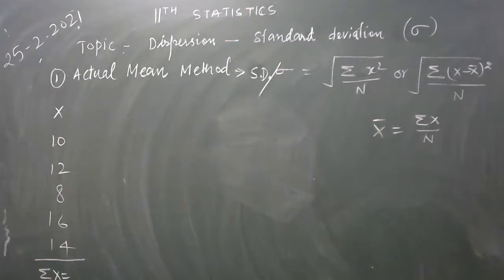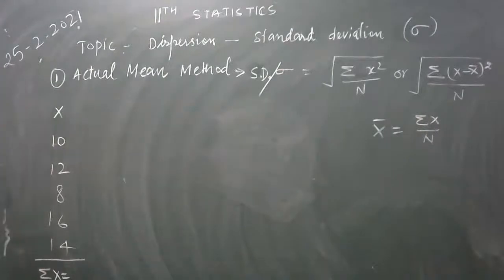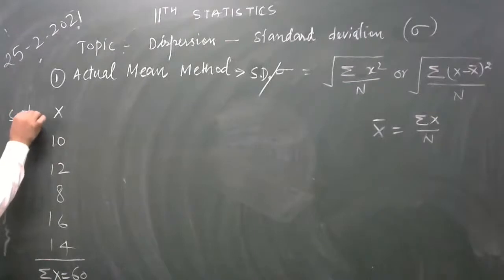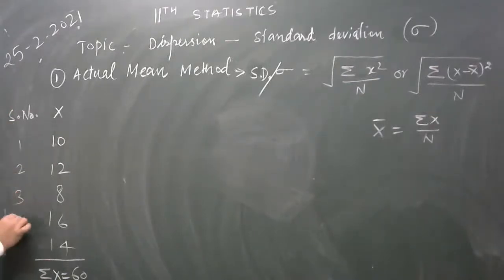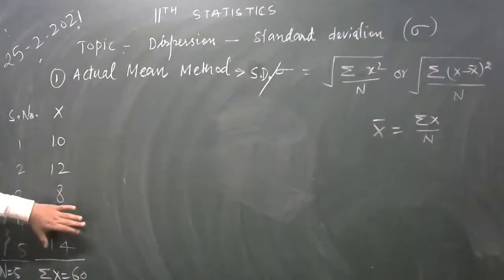60. Keep your copy and pencil ready. If you give serial numbers, you can give 1, 2, 3, 4, and 5. So the number of observations is 5. Let there be 5 families and their income, or 5 students and the marks obtained by them.